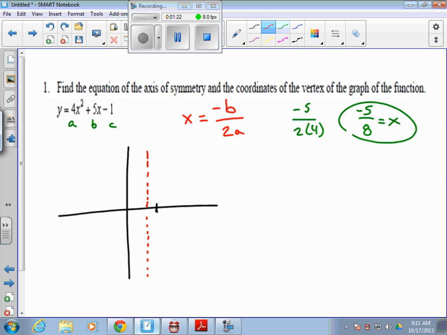That is x equals, oh, I'm sorry, on the other side. I wrote it on the wrong side. Negative 5 over 8, just on the other side. It would be about right there.